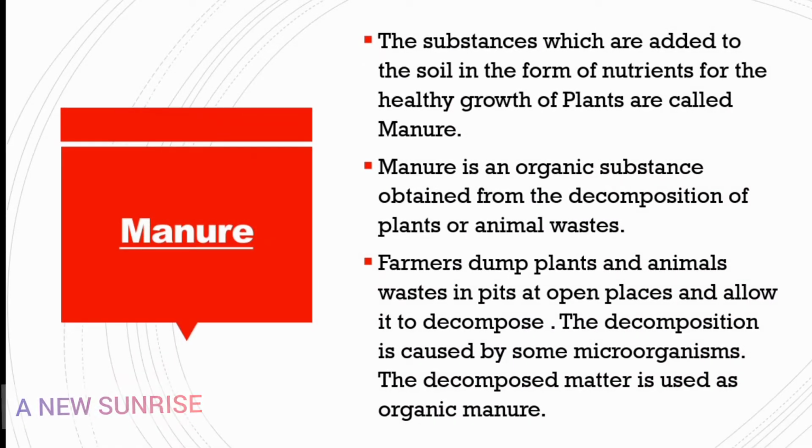First comes manure. Manure is the substance which is added to the soil in the form of nutrients for the healthy growth of plants. Manure is an organic substance obtained from the decomposition of plant or animal waste. Farmers dump plant and animal waste in pits at one place and allow it to decompose. The decomposition is caused by some microorganisms. The decomposed matter is used as organic manure.